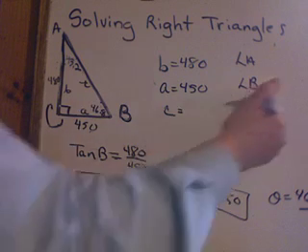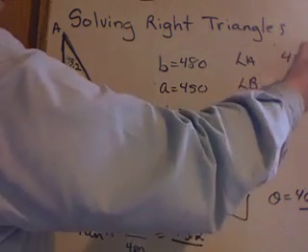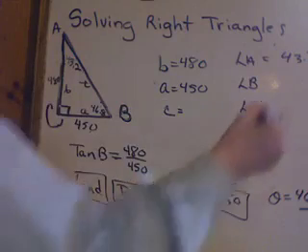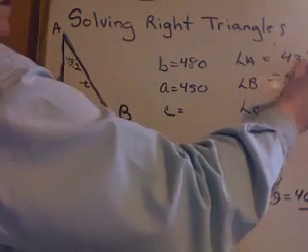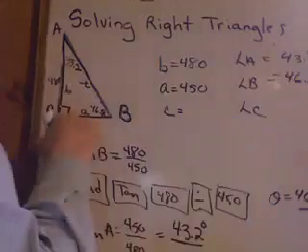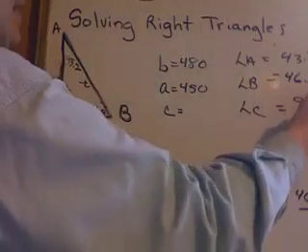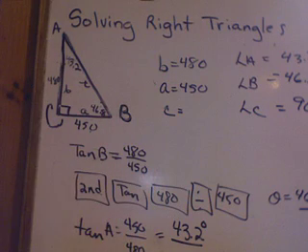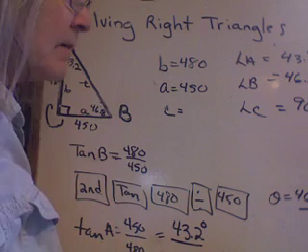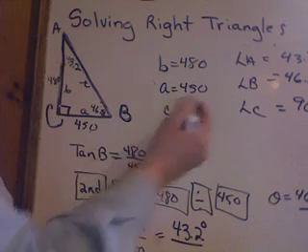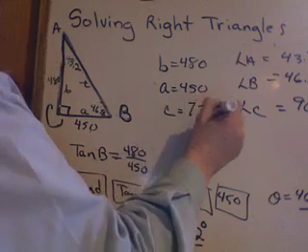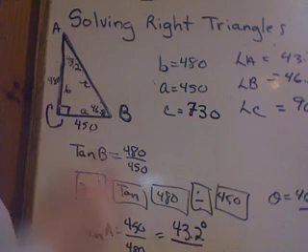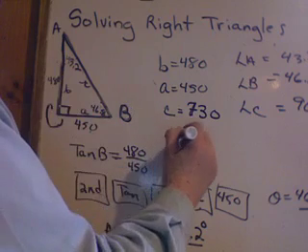So I found angle A to be 43.2 degrees. I found angle B to be 46.8 degrees. Angle C, we knew that one, 90 degrees. Oh, we don't have side C. Well, let's use the Pythagorean theorem for that. And when we do, we end up getting, I'll give you that one, 730. I figured it out a minute ago. So 730. And you should check the Pythagorean theorem to make sure that works.